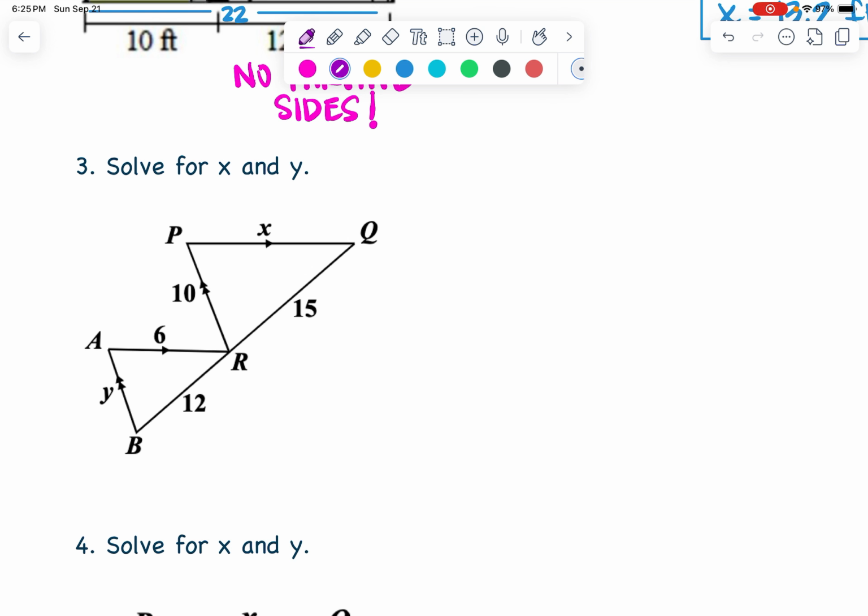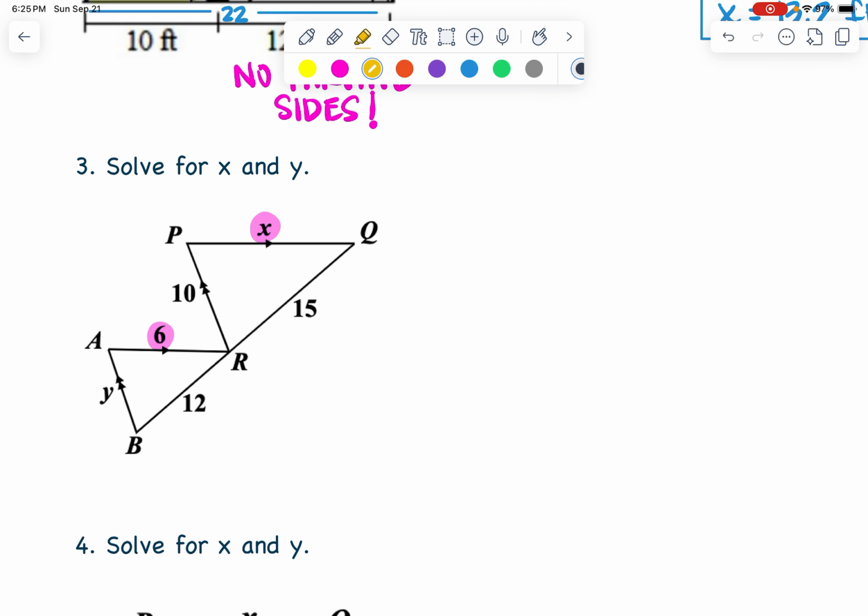And the only reason why that's important is because that actually does prove that these are similar triangles, which we will talk about tomorrow. So here we go. I'm going to solve for x first, and his corresponding side is 6.